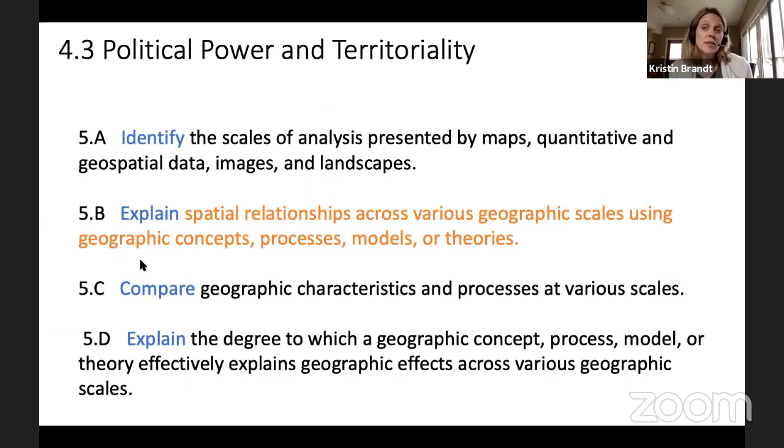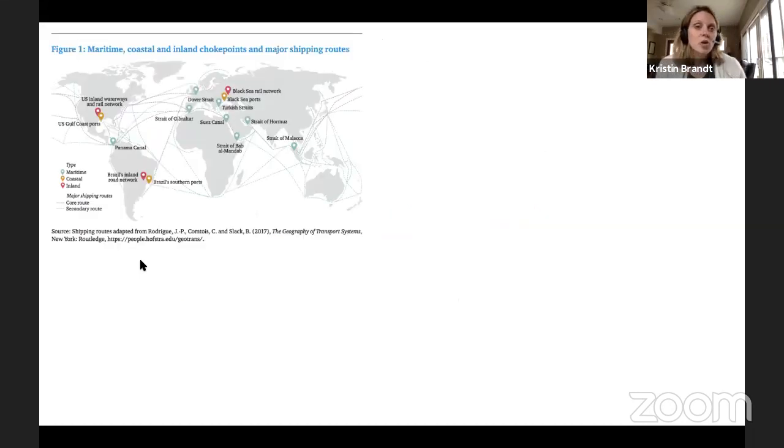So we're going to continue along that path of looking at spatial relationships across various scales. And so this time we're going to look at political power. And this is something we haven't really talked about. So I wanted to take a minute to talk a little bit about choke points.